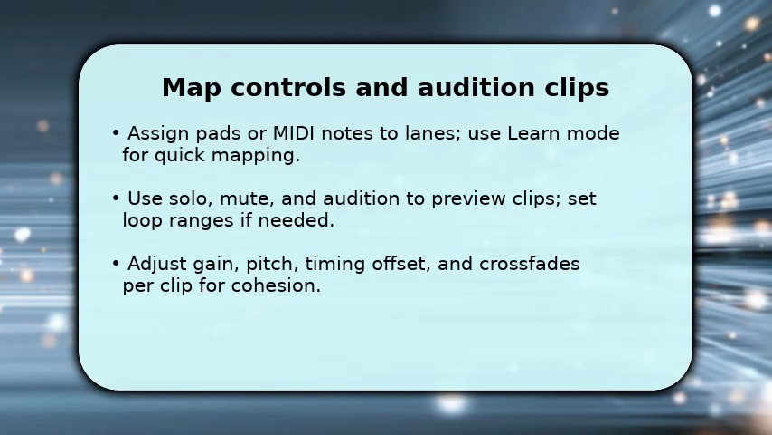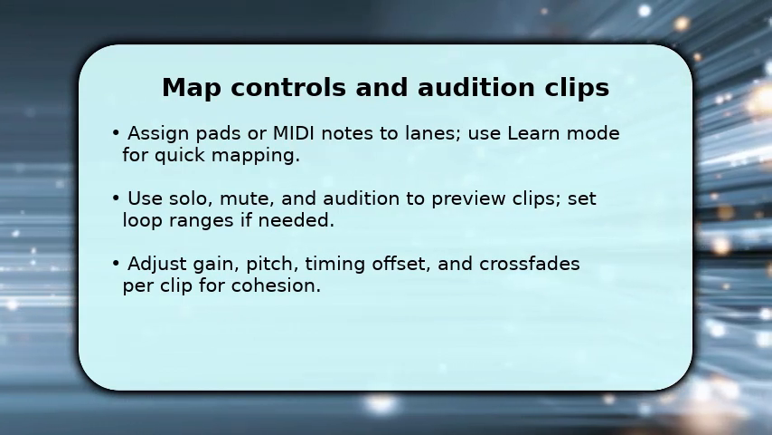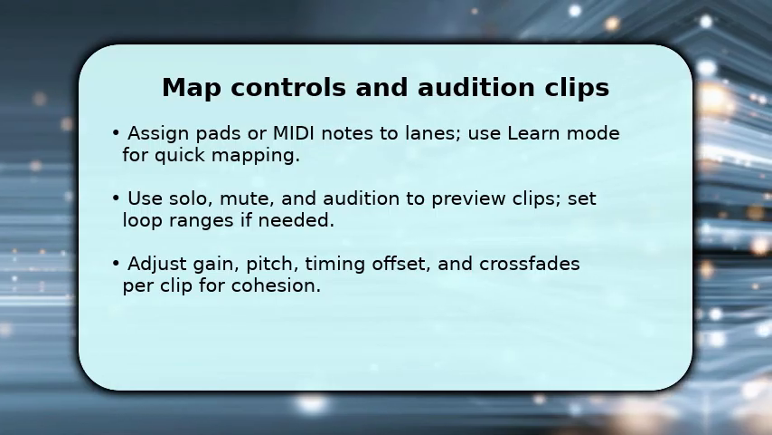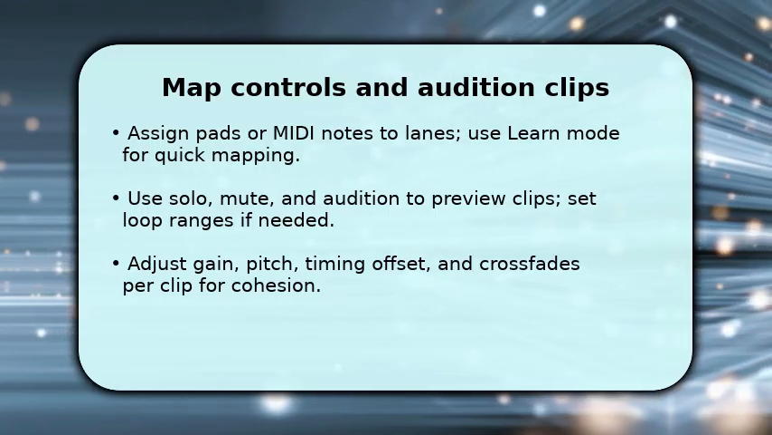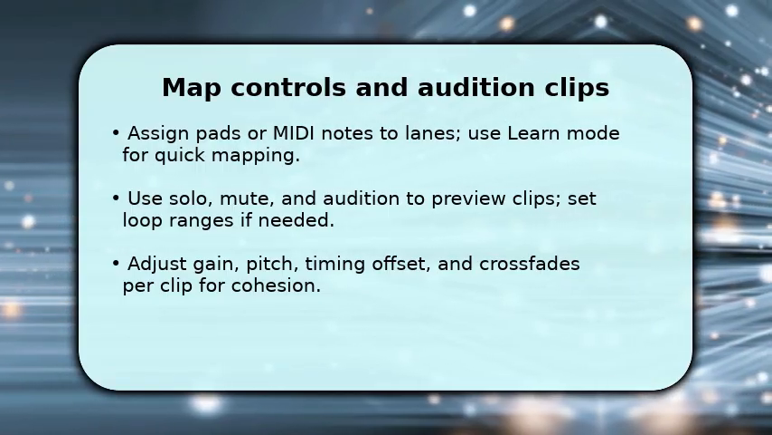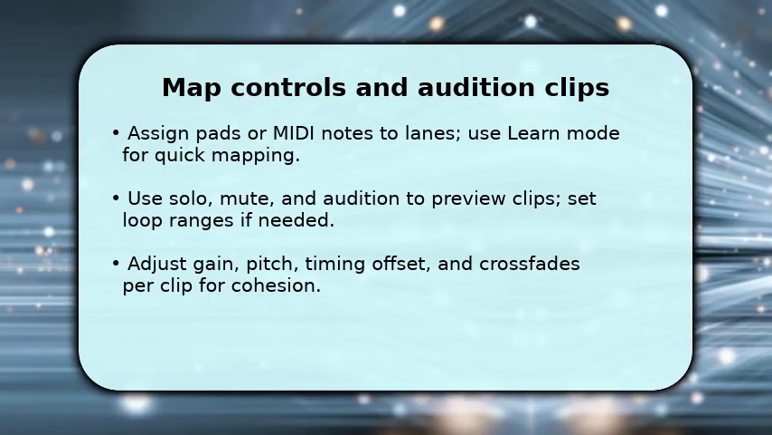Now you map controls and audition material. Engage Learn and press a pad or key to assign a lane because hands-on mapping speeds performance. Once mapped, audition clips and use solo/mute to compare takes. Set loop ranges where you want repeats. Make small adjustments, gain, pitch, timing offset, and crossfades so clips sit well in the mix.